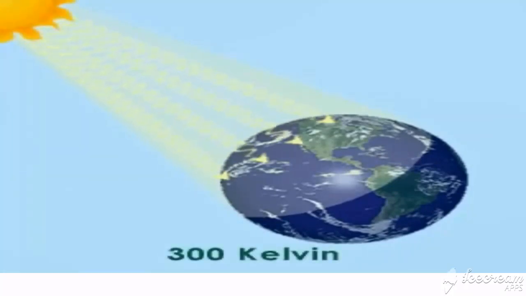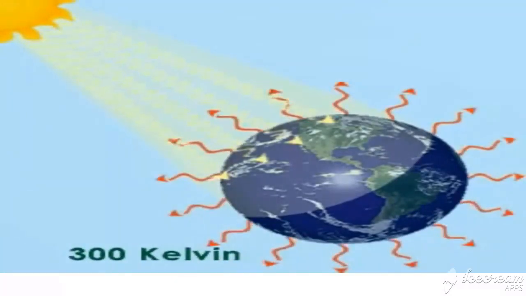In summary, the types of radiation emitted by the Sun and the Earth are determined by their temperatures. The Sun, which is very hot, emits high-energy, short-wave radiation, while the Earth, which is much cooler, emits lower-energy, long-wave radiation.